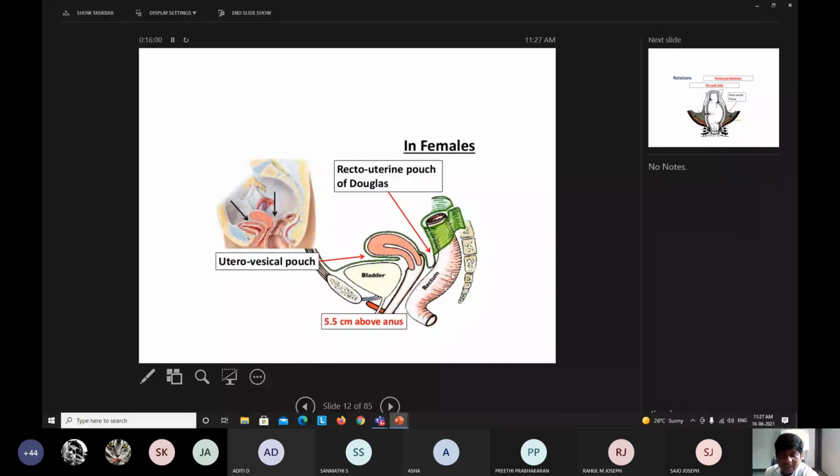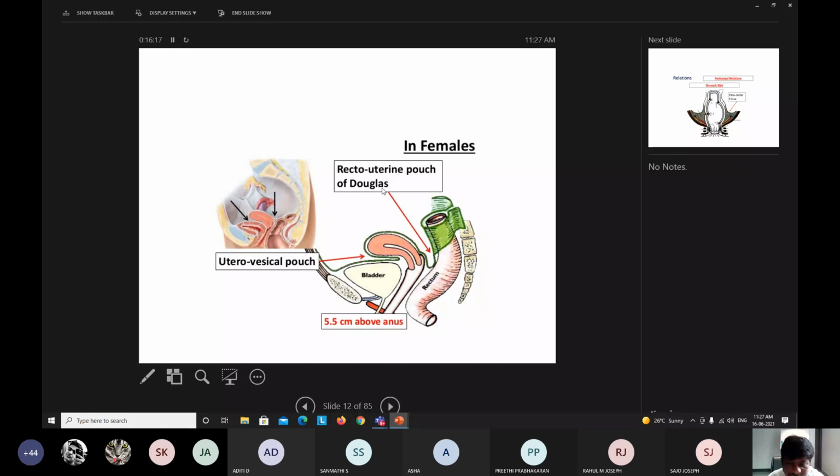And this is 5.5 centimeters above the anus. So this is 5.5 centimeters above the anus. And then just behind this, one more important structure is the rectouterine pouch of Douglas.